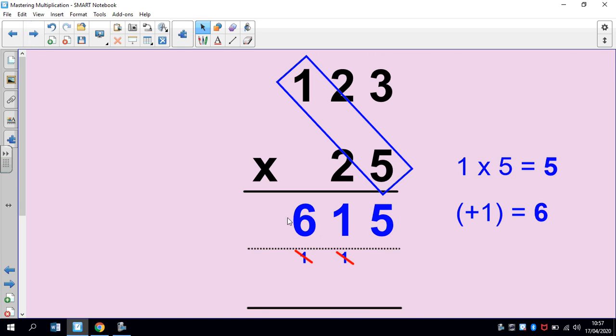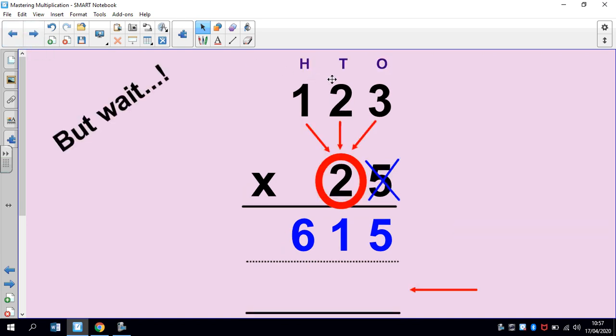So, are we done here? No, we're not, because all we've done is multiply 123 by 5. We've still got this 2 to use over here. Yeah, we've got to multiply each of these digits by 2 next.